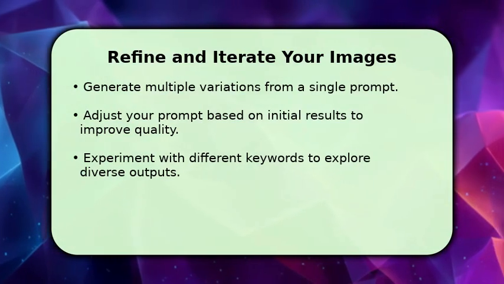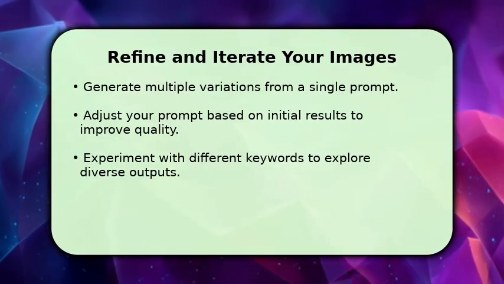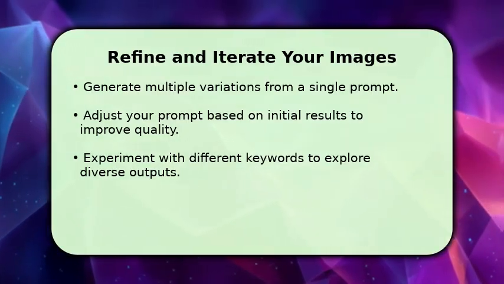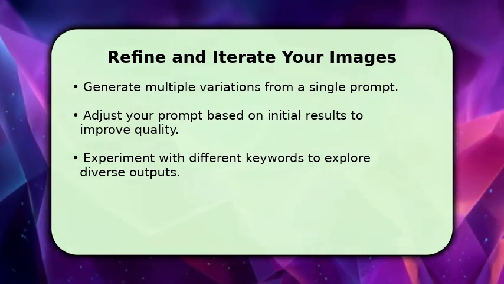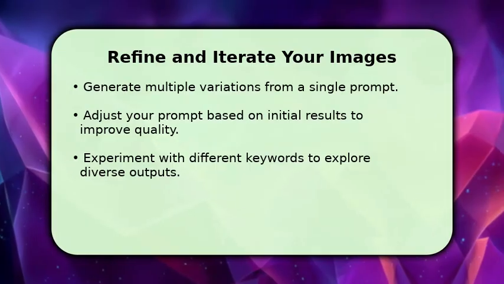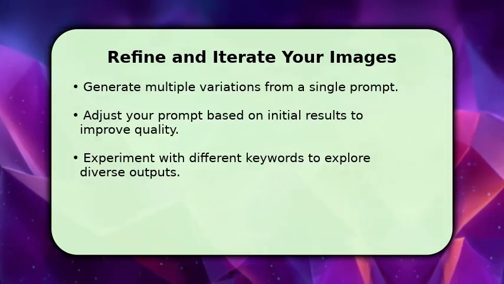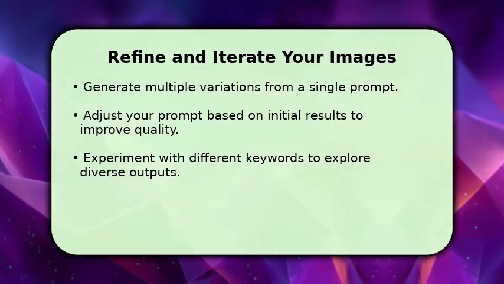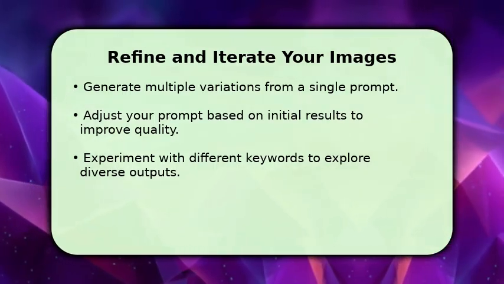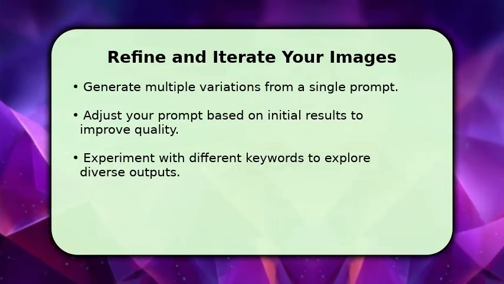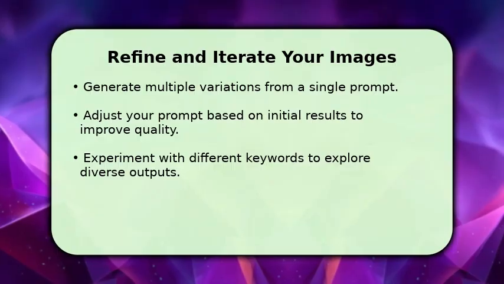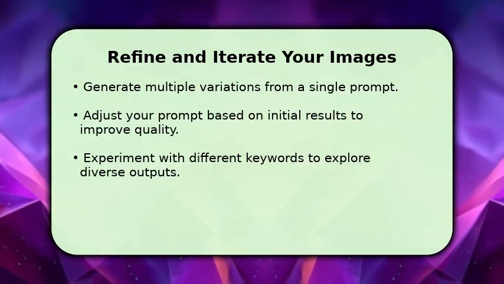Generating images is often an iterative process. Don't be afraid to generate several options from your initial prompt. If the first set isn't quite right, simply modify your prompt slightly. Perhaps change a color, add a new element, or alter the style. Each adjustment helps Gemini understand your preferences better, leading to more refined and accurate images over time. This back-and-forth approach is key to achieving your perfect visual.